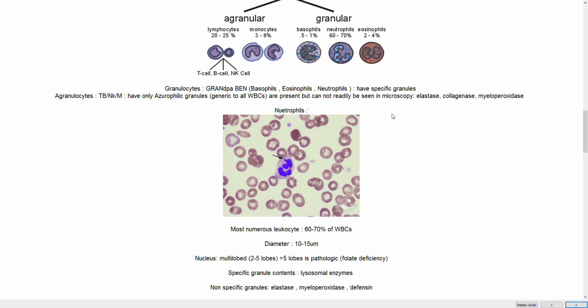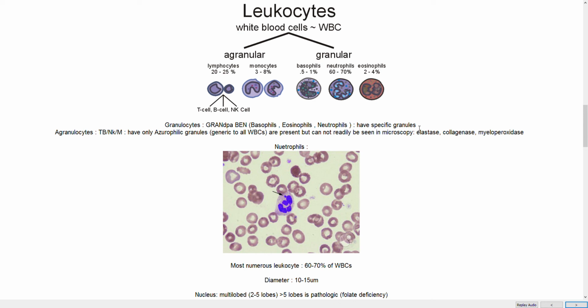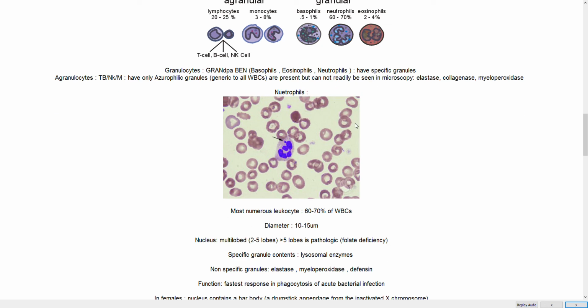So, how do you remember which leukocytes are granulocytes and which are agranulocytes? Granulocytes, you can remember by saying the mnemonic Grandpa Ben. So, gran for granulocytes, and Ben, B-E-N, for basophils, eosinophils, and neutrophils. Let's go into these granulocytes in more detail.